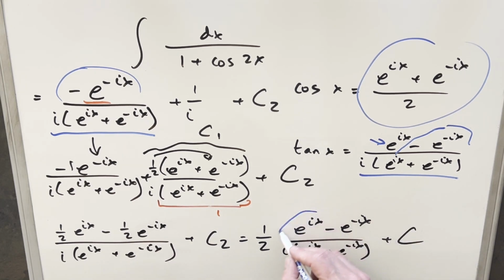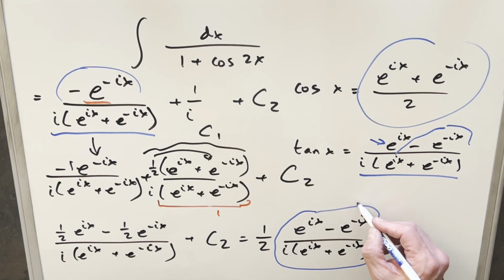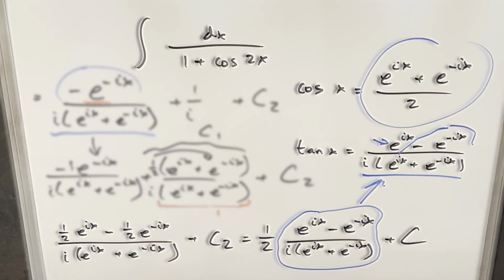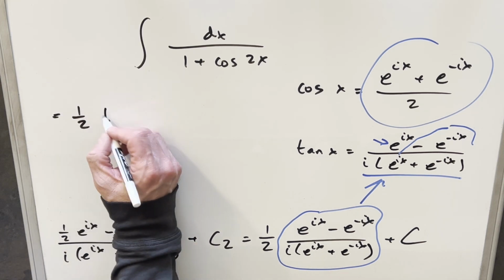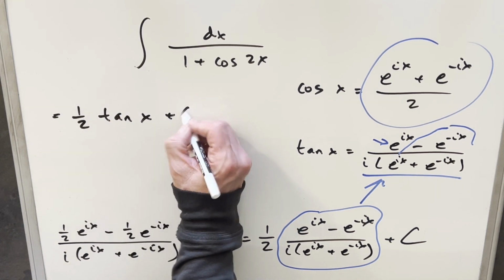But then notice the way we have it right here. This is actually our definition for tangent that we have right there. And so with this being tangent, I can just write down my final solution, 1/2 tan x plus C, and that's it.